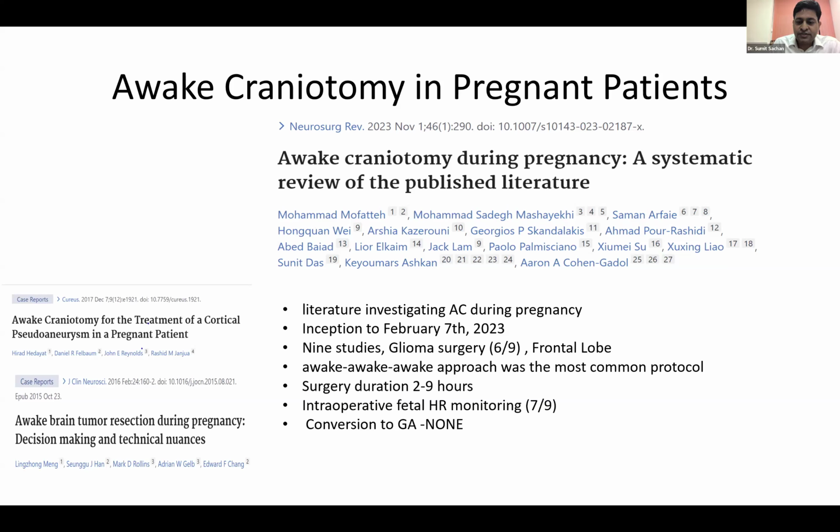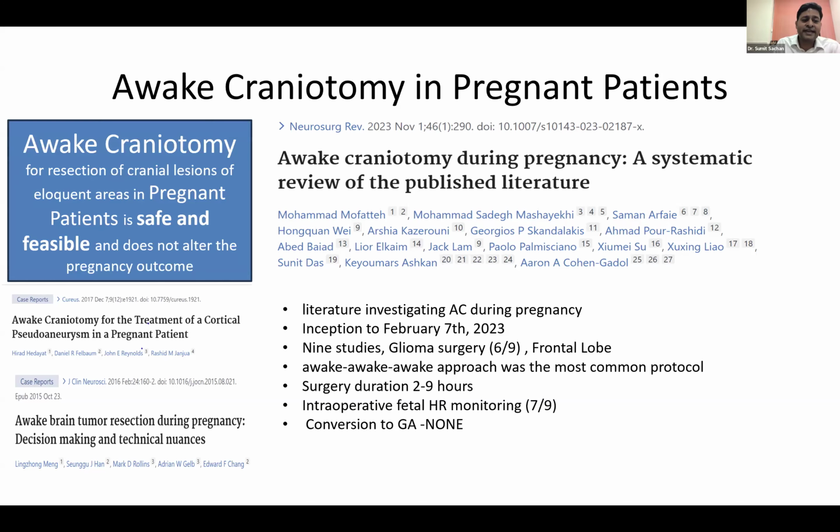The majority of them were glioma surgeries involving the frontal lobe. Awake was the approach followed in most of the procedures. Surgery durations in the different studies ranged from 2 hours to 9 hours. Intraoperative fetal monitoring was done in 7 out of 9 studies, and none of the studies got converted into general anesthesia. So they emphasized that awake craniotomy for resection of cranial lesions in eloquent areas in pregnant patients is safe and feasible and doesn't alter the pregnancy outcome.